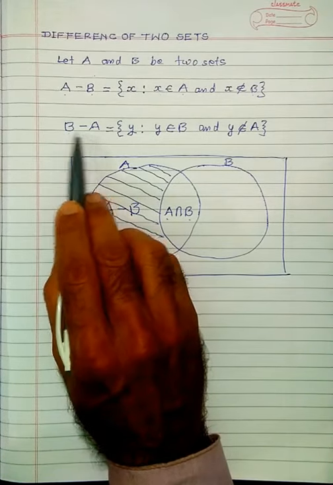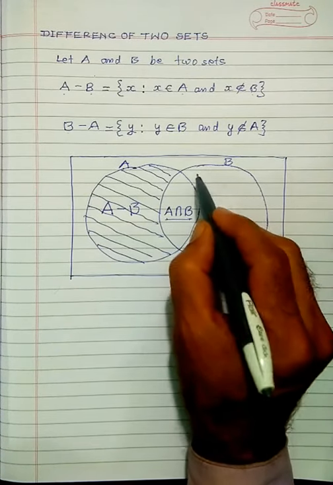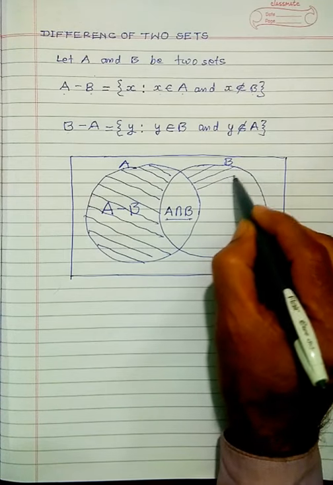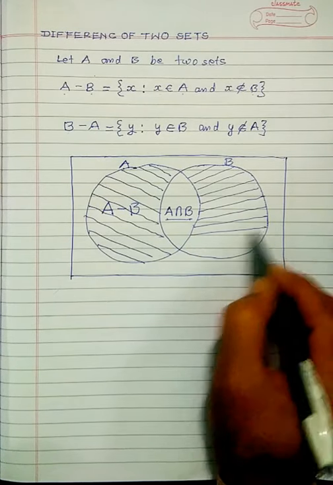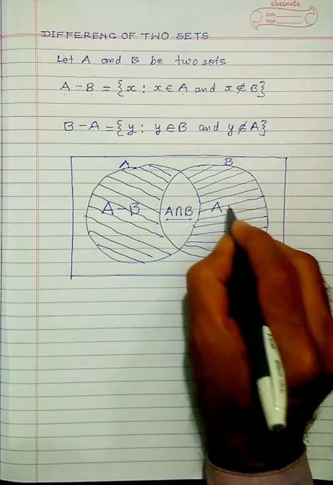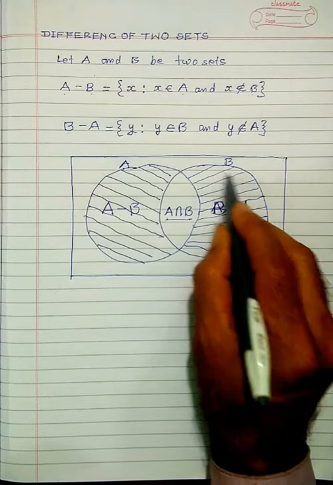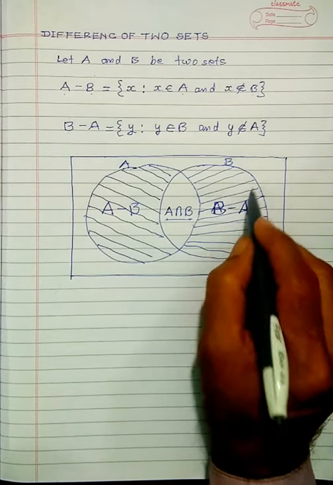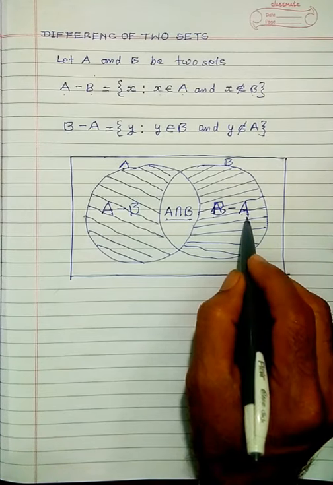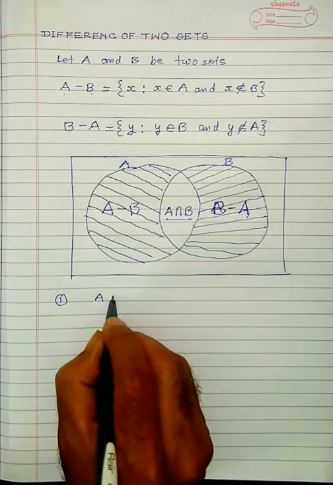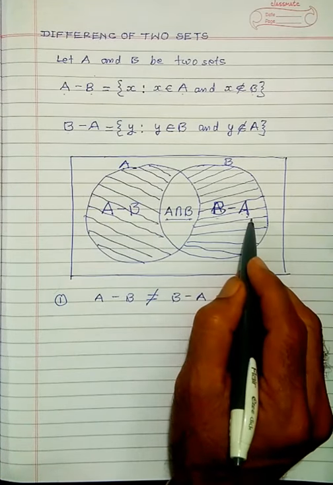Similarly, B minus A is the set of those elements of B which are in B but not in A. Then we have to again exclude A intersection B from B to find B minus A, and this shaded region contains those elements of B which are only in B and not in A. Therefore, this shaded region represents B minus A. Then it is clear that this shaded region is A minus B and this shaded region is B minus A, and from the Venn diagram we can conclude that A minus B can never be equal to B minus A. It means A minus B and B minus A are disjoint sets.